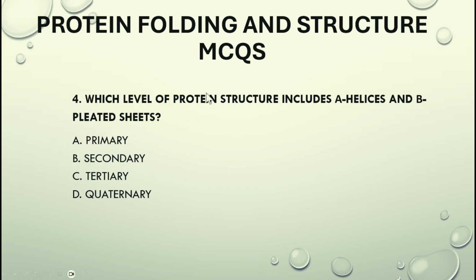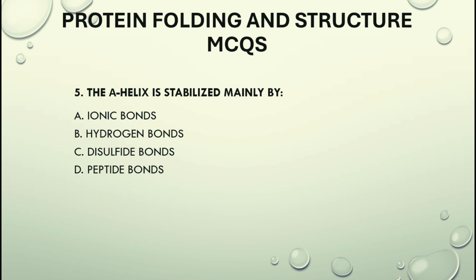Question 4. Which level of protein structure includes alpha helix and beta pleated sheets? A. Primary structure or primary level, B. Secondary level, C. Tertiary level, D. Quaternary level. The correct option is B. Secondary level.